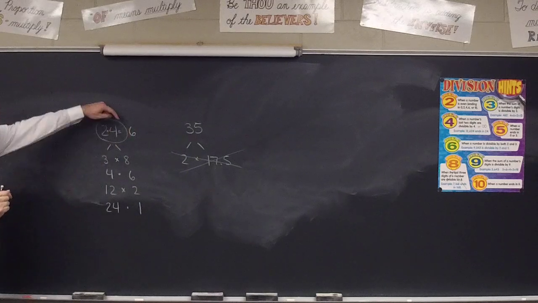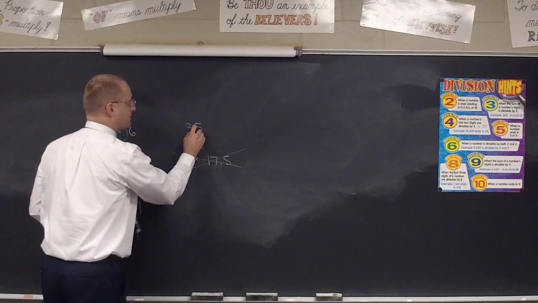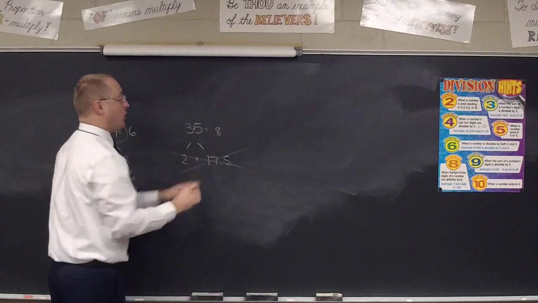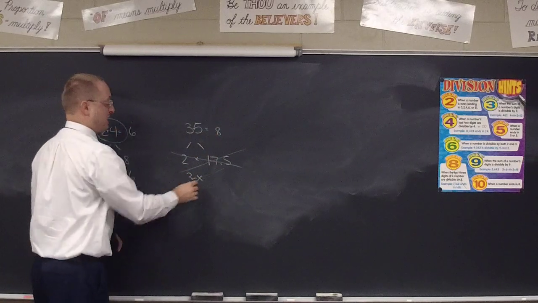Can 3 go into 6? Yeah. Then 3 can go into 24. What's 3 plus 5? 8. Does 3 go evenly into 8? No. Then 3 is not a factor of 35 any more than 2 is.